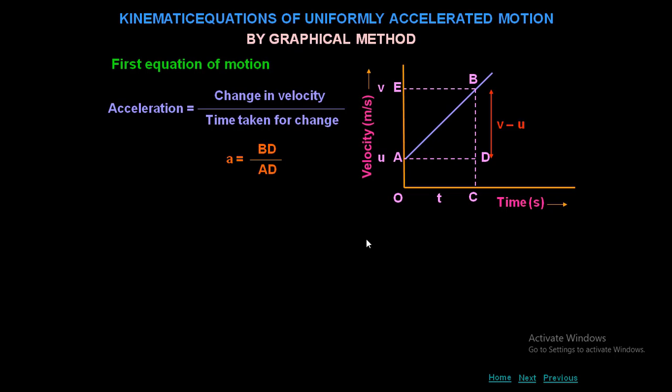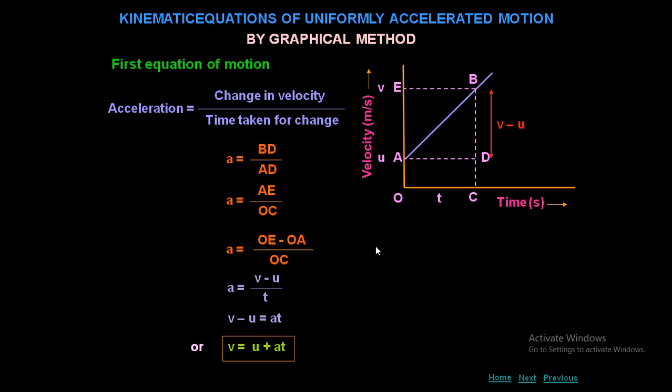So a equals BD by AD, which is nothing but AE by OC, because BD and AE are parallel, and AD and OC are parallel to one another. So AE can be written as OE minus OA, which is V minus U, by t. Rearranging, V minus U equals at, or V equals U plus at. This is the first equation of motion. So in order to derive it, we have to consider the slope. Slope always represents acceleration. What is the formula for slope? Y coordinate by x coordinate.